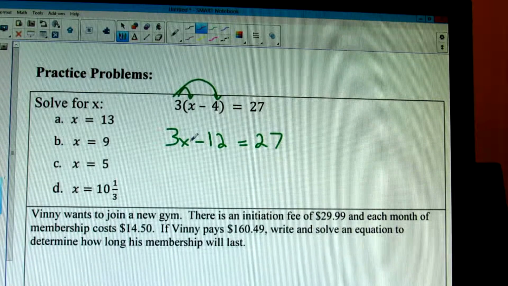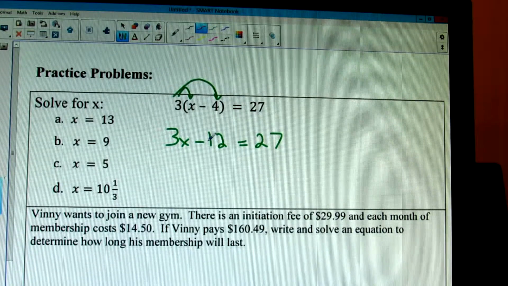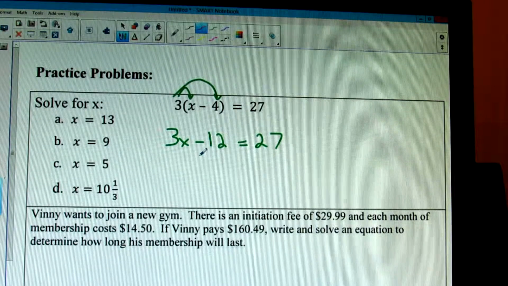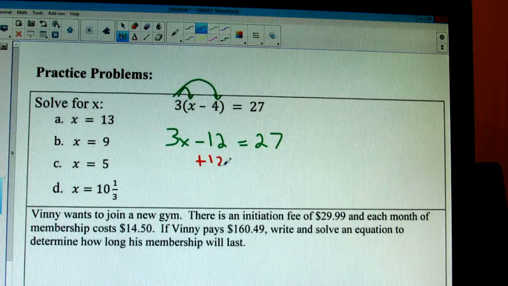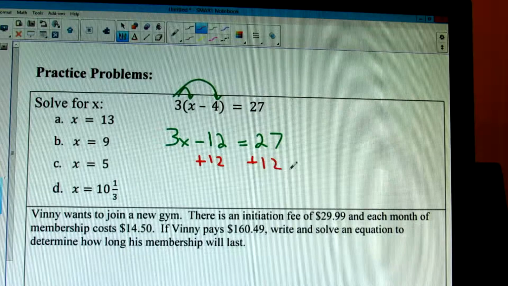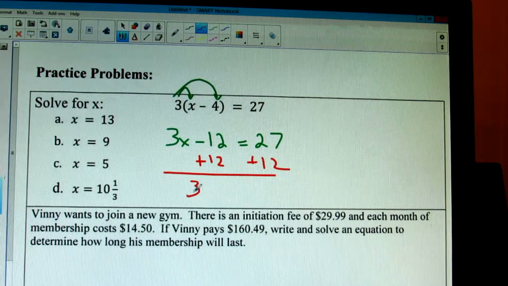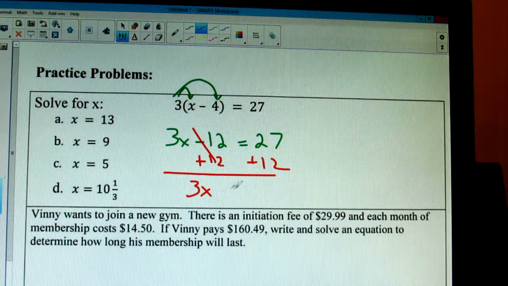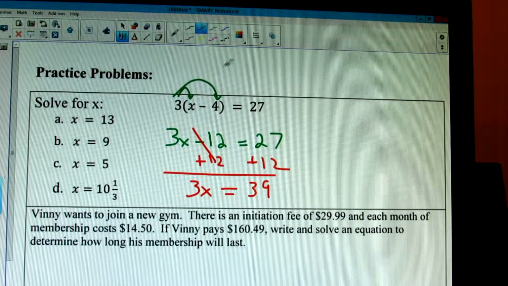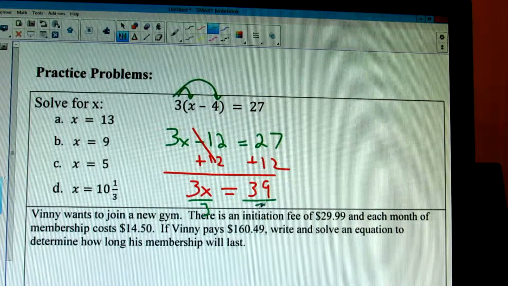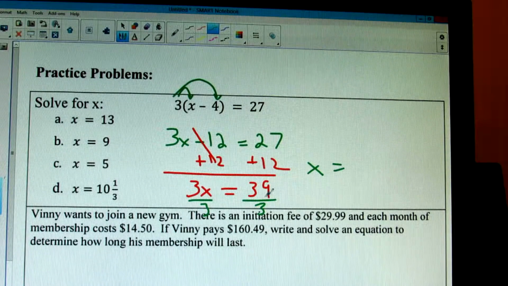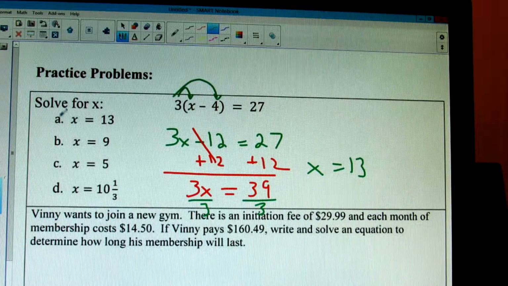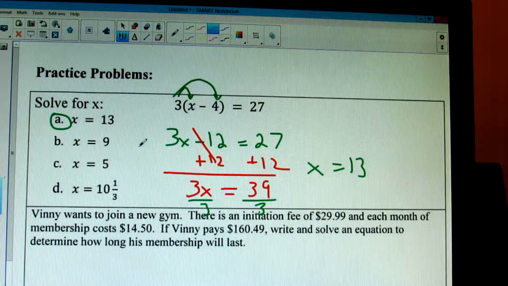Again, using SAD-MEP. Here's timesing, here's subtracting. I have to undo the subtracting first by adding 12 on both sides. 3x, my 12's cross out, equals 39. To undo the timesing by 3, I have to divide by 3. And I get x equals 3 divided by 3 is 1. 9 divided by 3 is 3. My answer is 13. That's one way to do it.